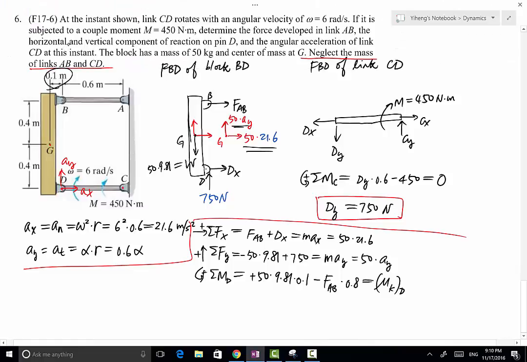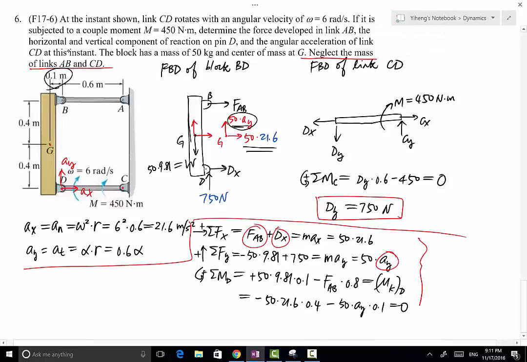Therefore, for the horizontal acceleration, it is causing clockwise rotation about point D. So this equals negative 50 times 21.6 times the moment arm of 0.4 meter. And this component right here is also causing clockwise rotation about point D with a moment arm of 0.1, and that equals 0. So three equations, three unknowns. The three unknowns left are FAB, Dx, and Ay. And from these three equations, we can solve for all three of them.